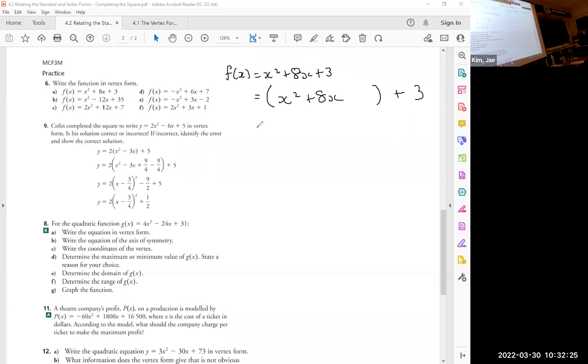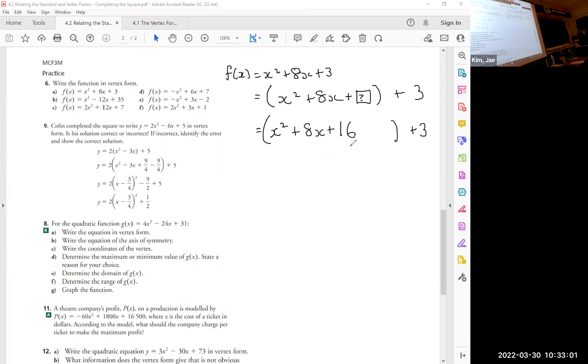All right. What's next? Not yet. I need a trinomial. How do I get that third number? What did we do to get that third number? Take that middle number, divide by 2 and square. I think you can try that in your head. 8 divided by 2, square it. 16.